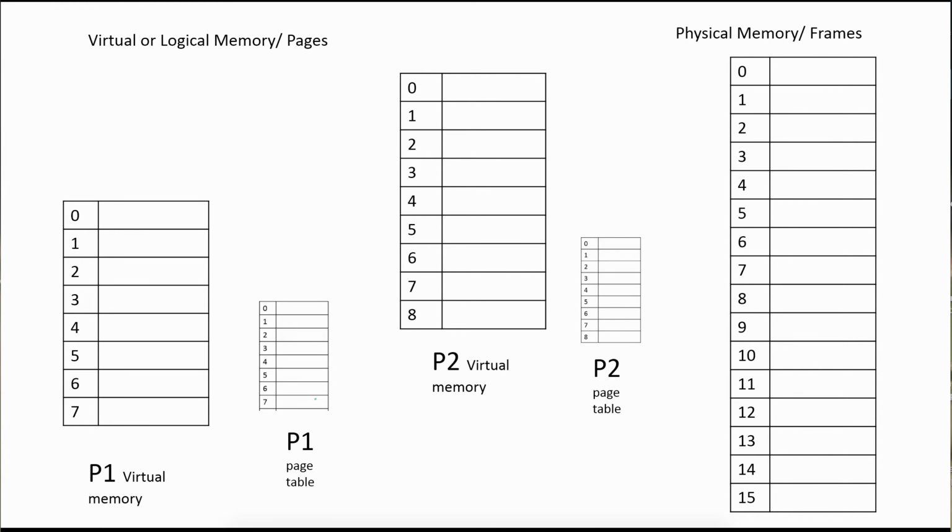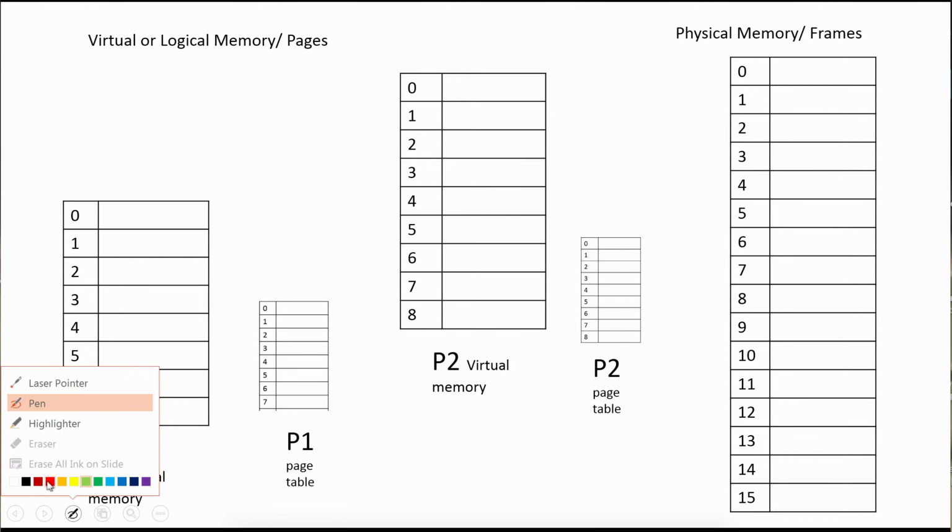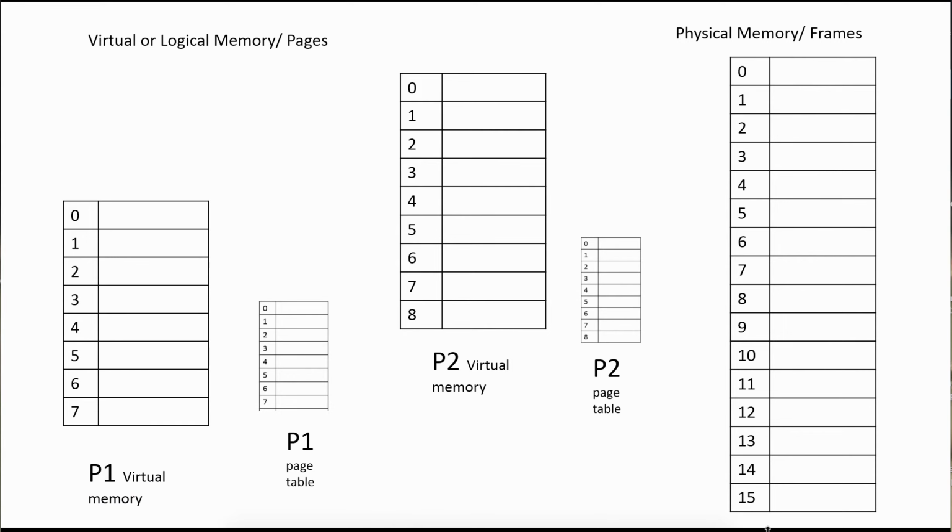All right, so let's do a little exercise here. Here we have 2 processes, and these processes need to go into memory. This is my physical memory, and these are 2 processes. This process has 8 pages, and this one has 9 pages, and these pages all need to be mapped into physical memory. So let's say, for example, I needed something right here on page 4.